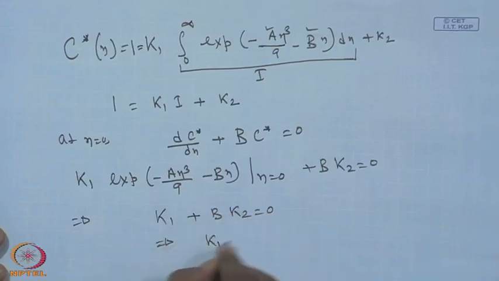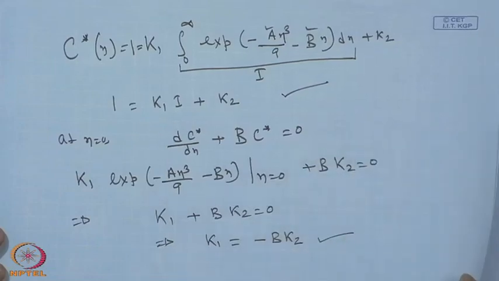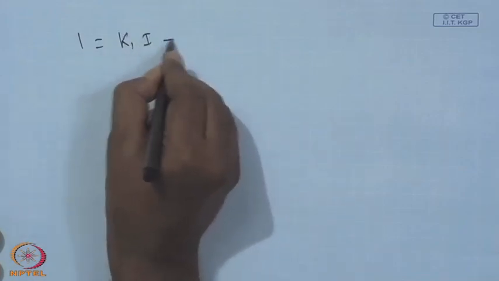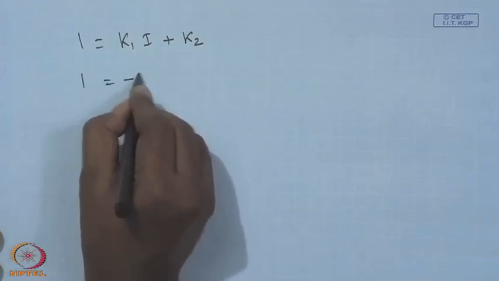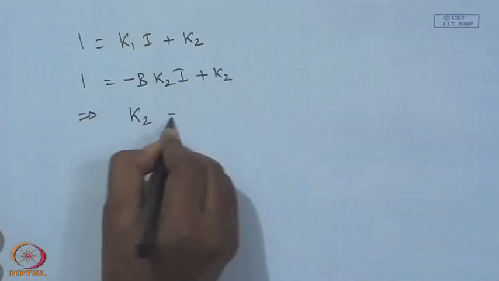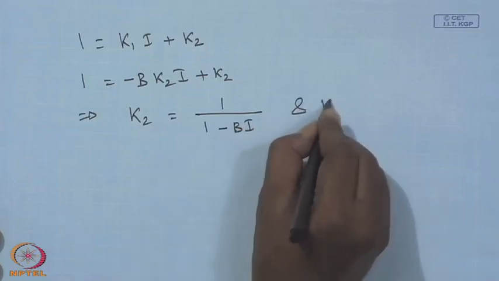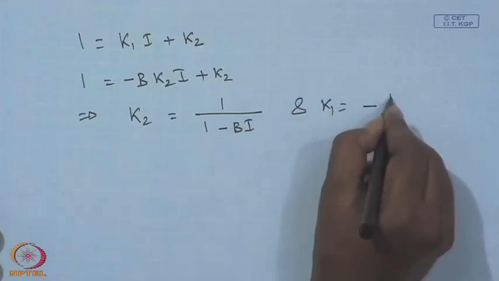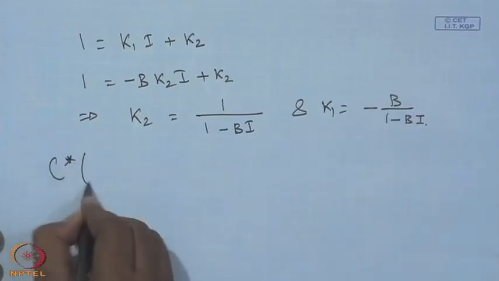So, we will have k 1 is equal to minus b k 2, and now we have two equations and two unknowns, k 1 and k 2. You can solve them. So, this becomes 1 is equal to k 1 I plus k 2, and put k 1 is equal to minus b k 2. So, this becomes minus b k 2 I plus k 2. So, we can get k 2 as an explicit expression, 1 upon 1 minus b I, and k 1 is equal to minus b k 2. So, it will be minus b upon 1 minus b I. So, we get the total concentration profile as a function of eta.